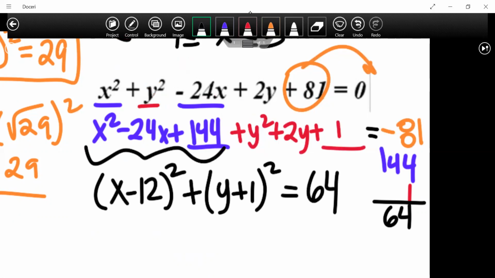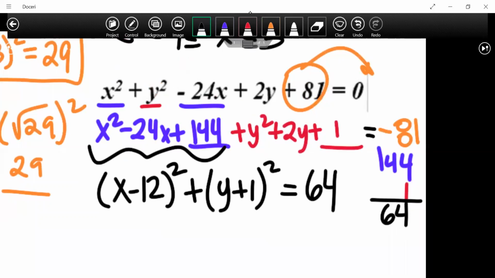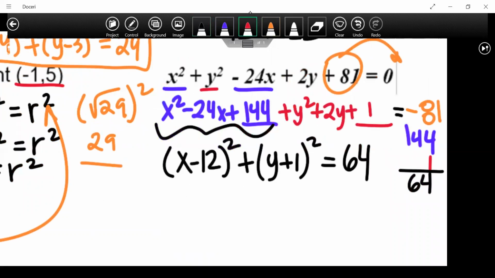We can leave it like that. What would be my center? 12, negative 1. What would be my radius? 8.